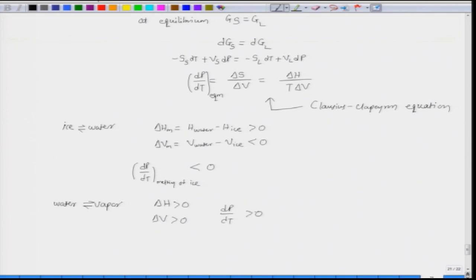So if we decrease the pressure, the equilibrium boiling point should decrease, right? And that is the reason at higher altitude the boiling point of water comes down. So if you try to cook rice at higher altitude, it is difficult, right? At higher altitude the atmospheric pressure is lower, and so the equilibrium boiling point of water reduces.